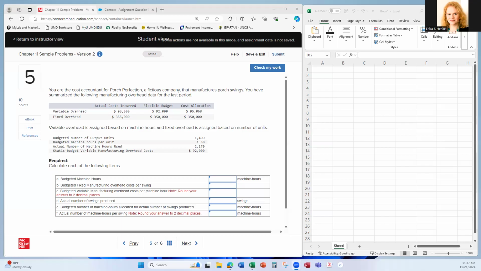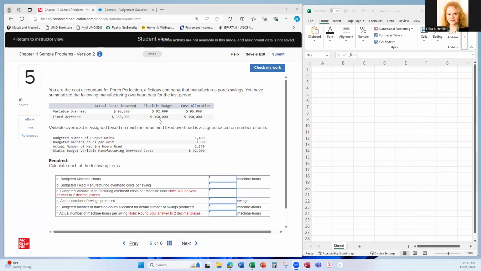So for problem number 5, we're a cost accountant for Porch Perfection, and they are manufacturing porch swings. They're giving us this data. Looking over here, we've got variable overhead amounts that are calculated. They give us actual, flexible, and what was allocated. So this is not the static budget. This is what was actually allocated based on what their allocation rate was. So keep that in mind.